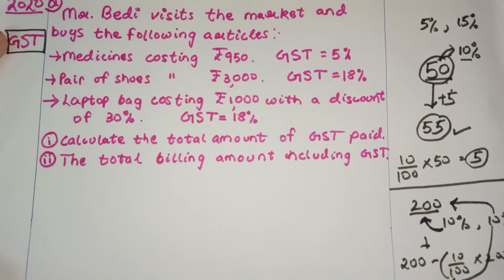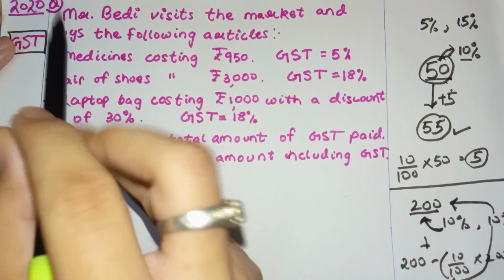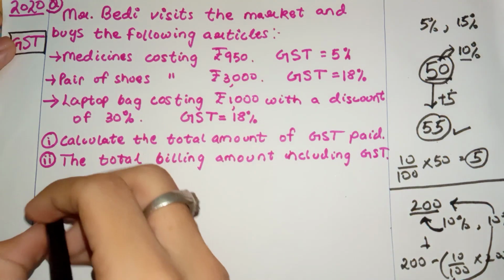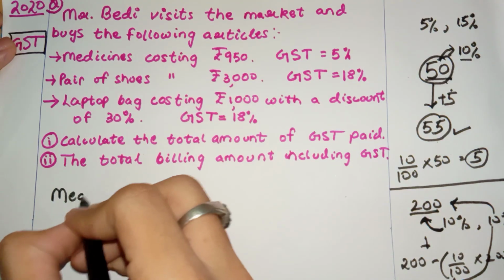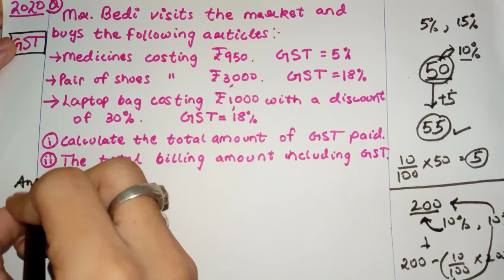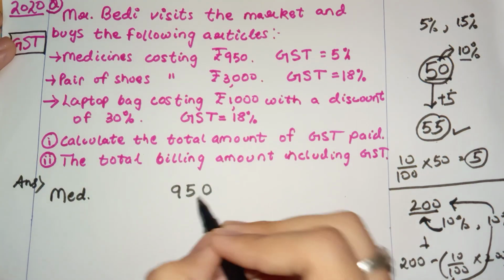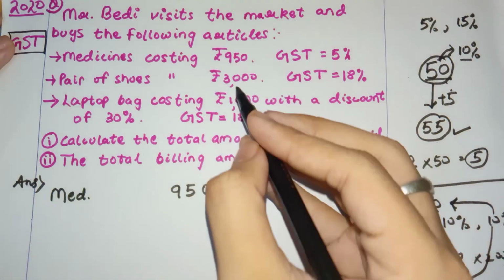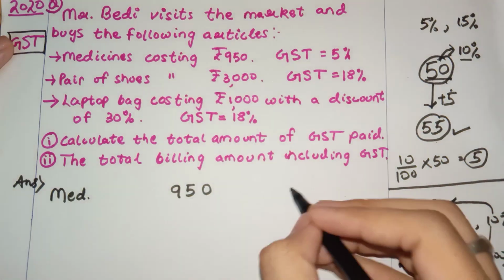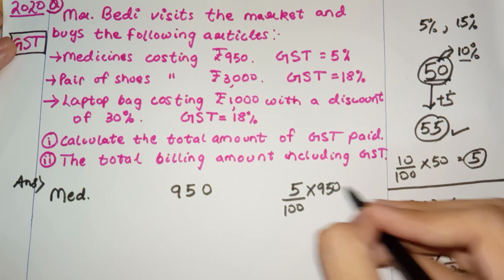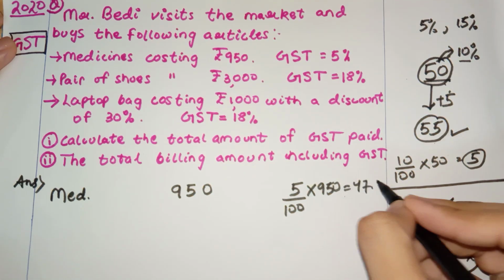Now let's read this question. This question says Mr. Bedi visits the market and buys the following articles. So what's the first article Mr. Bedi buys? It's the medicine. The cost of medicine is 950 rupees, and the GST paid on this cost. This is the final cost of the medicine. So the GST paid is 5 by 100 into 950, which is 47.5.